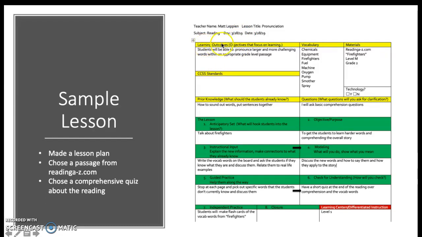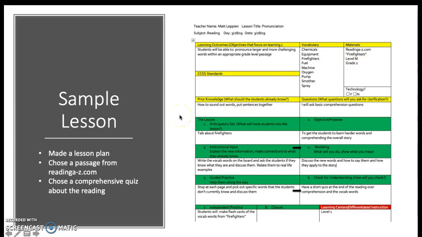So the learning outcomes: the student will be able to pronounce larger words and more challenging words within an appropriate grade level passage. The vocabulary words in the passage I selected, called Firefighters, are chemicals, equipment, firefighters, fuel, machine, oxygen, pump, smother, and spray. And like I said, the materials was Reading A to Z.com. I chose this passage called Firefighters. It is a level M passage in the grade 2 reading level.